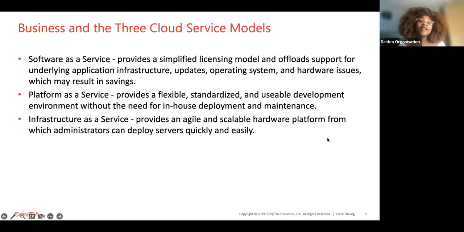And then platform as a service provides a flexible, standardized, and usable development environment without the need for an in-house deployment or maintenance. And remember the example I used for that was Google App Store.